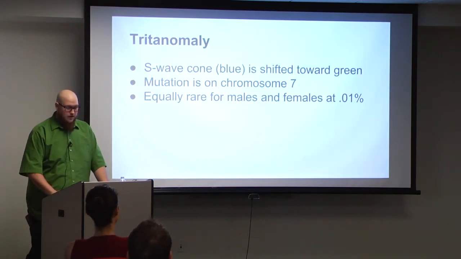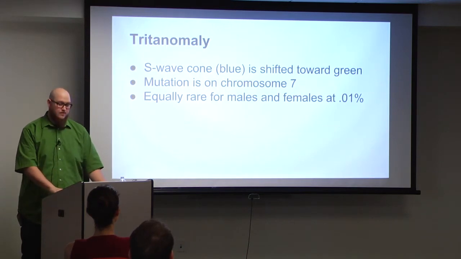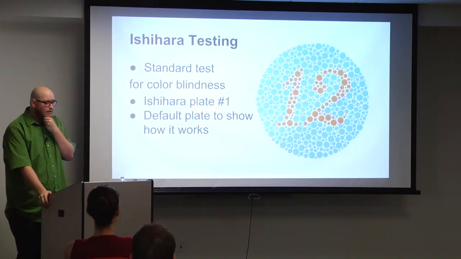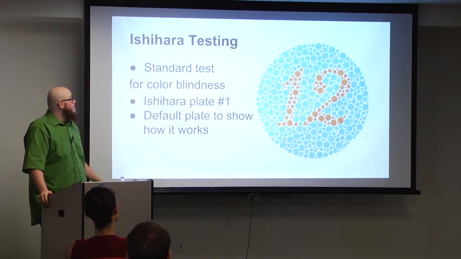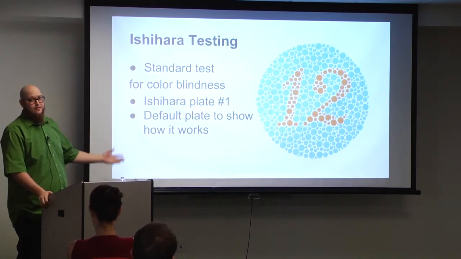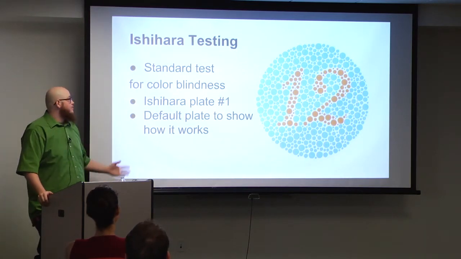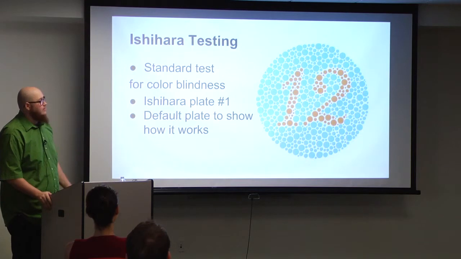I'll talk about the other chromosomal causes of the other types of color blindness in a minute. Ishihara testing is pretty much the standard for colorblind tests. I'm sure all of you have seen this at one point. They typically do it at a young age, like 3 to 5.